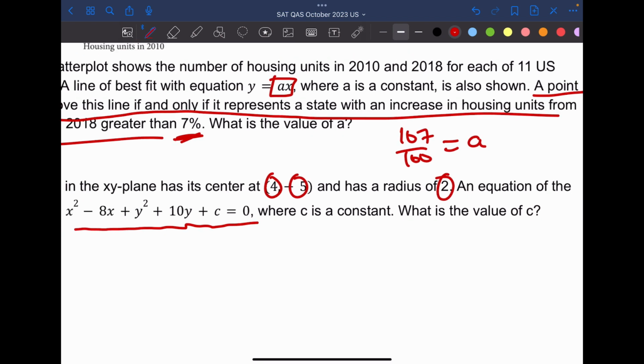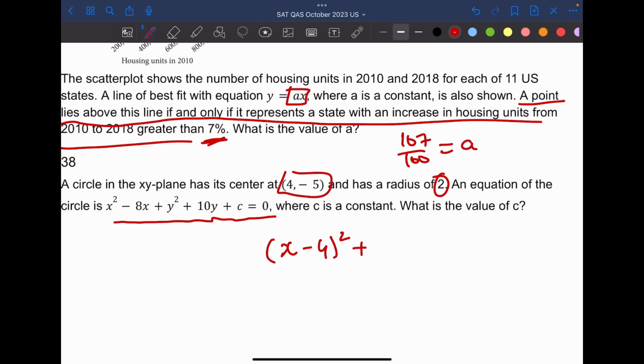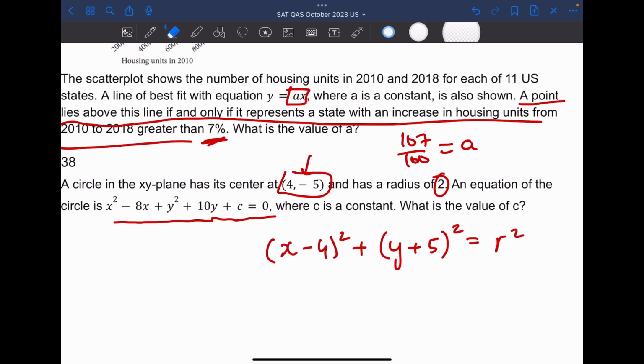First of all, we know that if you have this as your center, that means you would have had x minus 4, because this is always the opposite sign. So (x minus 4) squared plus (y plus 5). Once again, this is also the opposite sign. Since it was negative, it will become positive. Squared is equal to r squared. In this case, r is equal to 2, so I'm going to replace this with 2 squared, which is equal to 4. So all this is equal to 4.